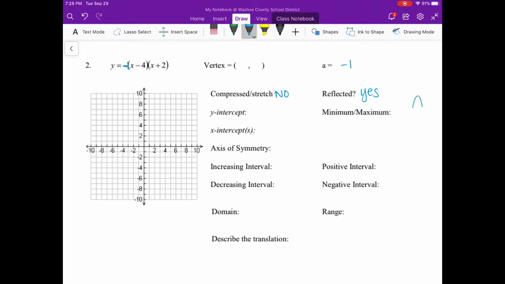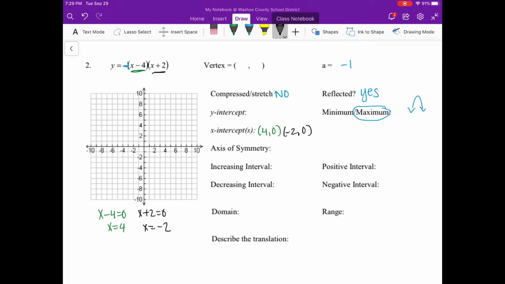So this one should be going like this. That means it's going to have a maximum. Okay. So again, start off by taking these intercepts and setting them equal to 0. I have x minus 4 equals 0, so x comes out to be 4. That's my first x-intercept. And then I'm going to take x plus 2 and set it equal to 0, which means I have another x-intercept at -2.